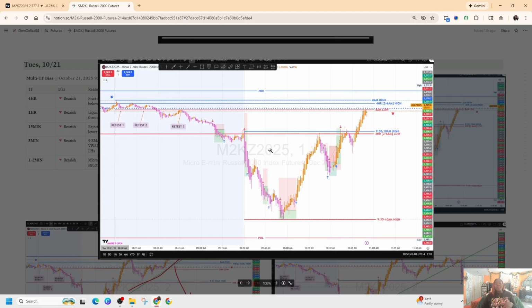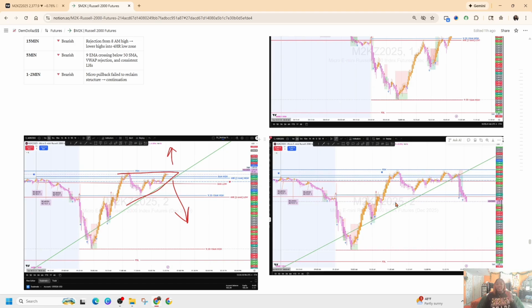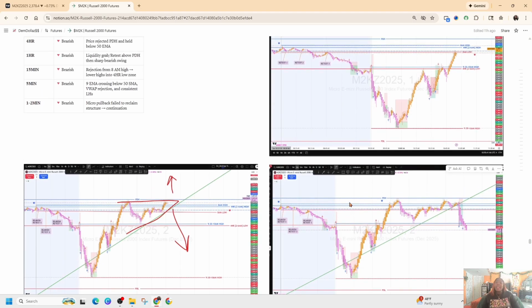I get my bias from the 4 hour and the 1 hour time frame, and then I will set my support and resistance, and I go from there. You know what I'm saying? After I mark up support and resistance, that's when I will kind of play into the indicators, like I said, the MACD, the RSI, and the EMAs.